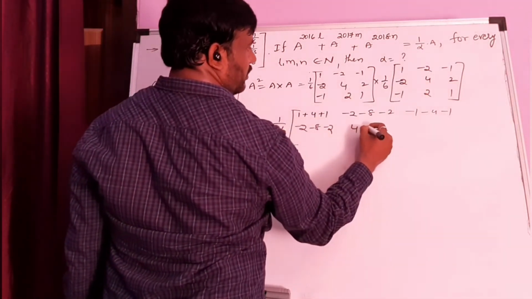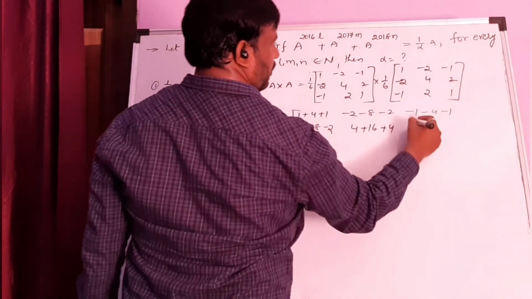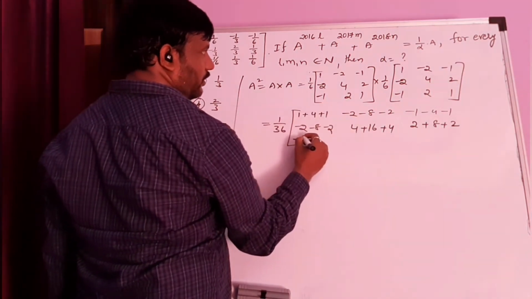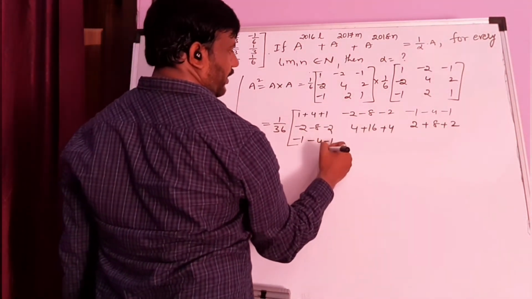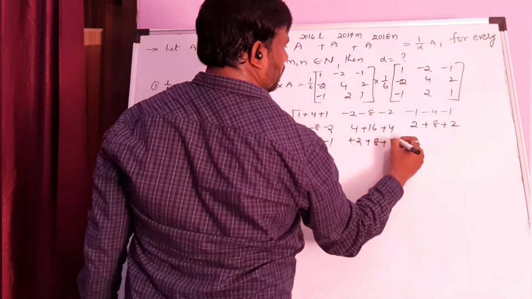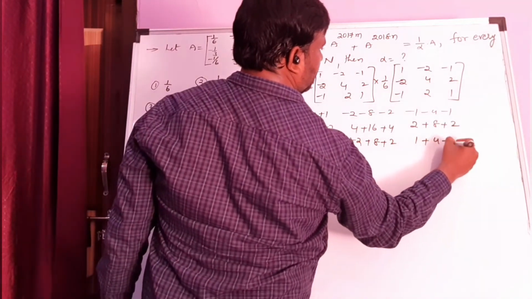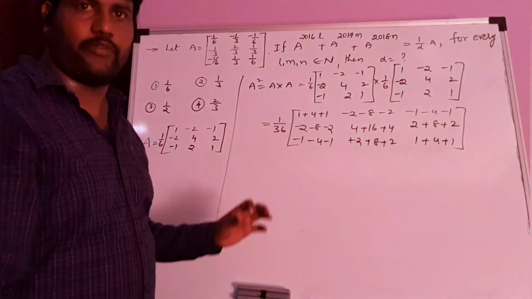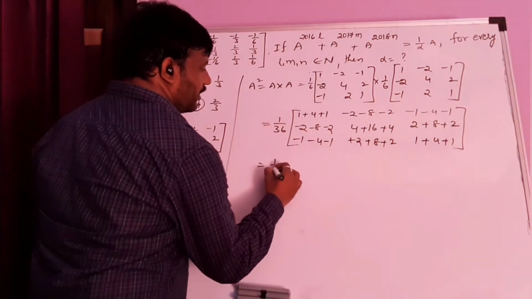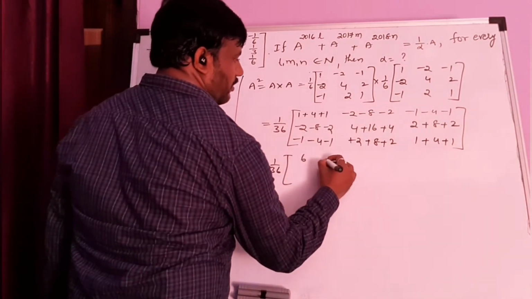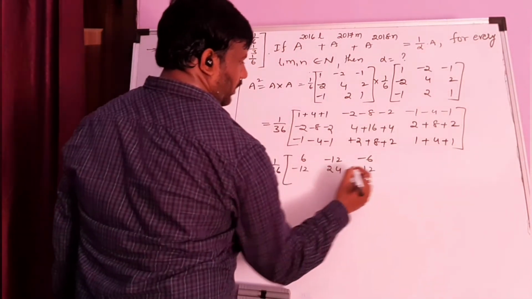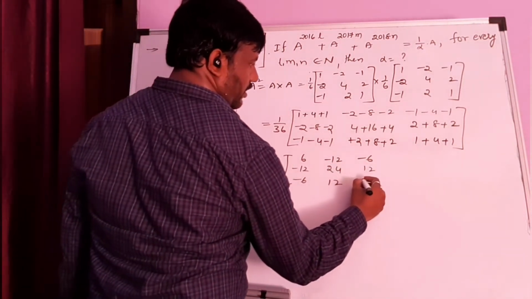Minus into minus plus, 16, 4, so 2, 8, 2. Next the third row, similarly you can do: minus 1, minus 4, minus 1, minus of minus plus 2, 4 to the 8, plus 2, plus 1. This is very simple, but you should be careful about the signs. Minus into minus, minus into plus. Now go for the addition: here is 6, you get minus 12, minus 6, minus 12, 24, you get 12, minus 6, 12, 6 you get.